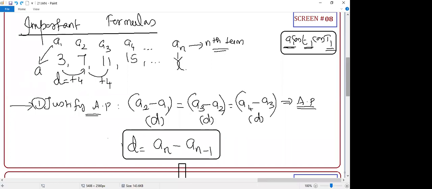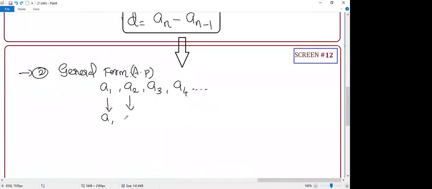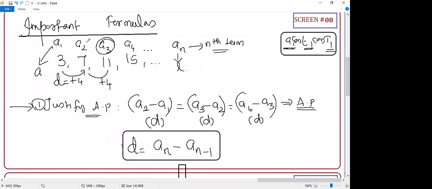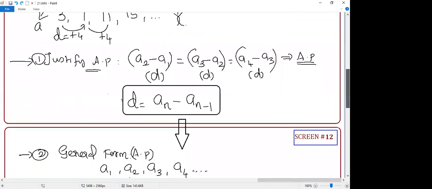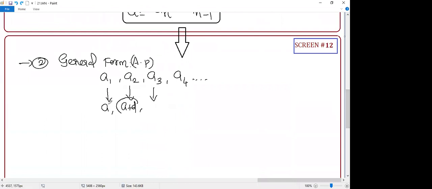Yes or no? Yes, sir. Second term is A plus D. Third term, how are you obtaining it? A plus 2D. Second term plus D. Second term, what did you get? A plus D. Then again you are adding one more D. What will happen? A plus 2D. Then next is what?